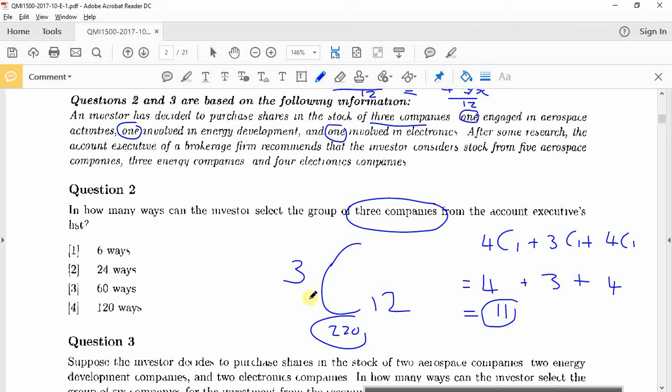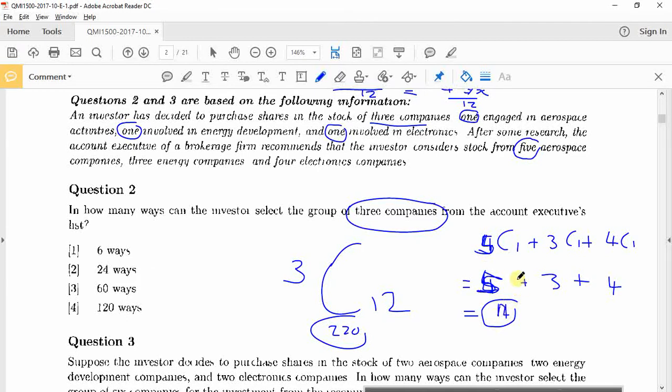Okay, so an investor has decided to purchase shares in the stock of 3 companies. 1 engaged in aerospace, 1 engaged in development, and 1 involved in electronics. After some research, the account executive recommends that the investor consider stock from, oh, there's my mistake, 5. So that should have been a 5. Choose 1. Okay, so that will be a 5. So that will be 12.